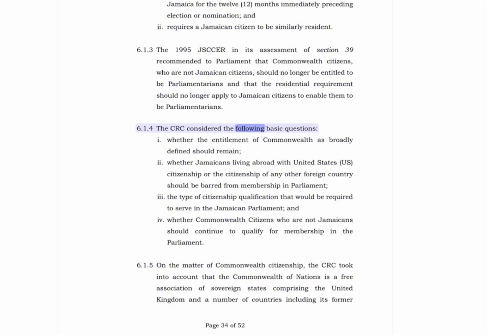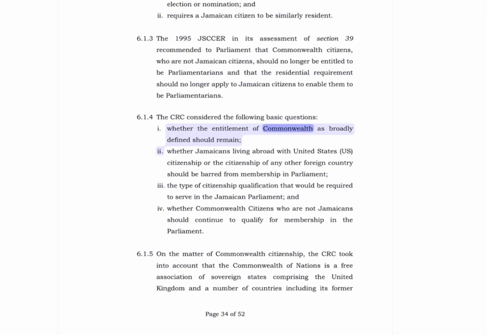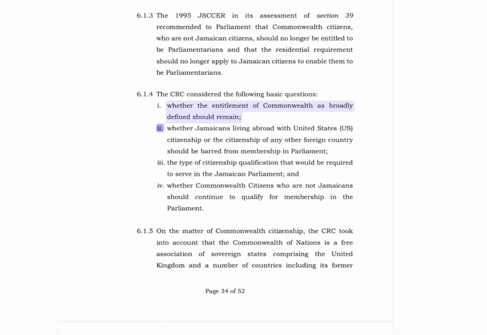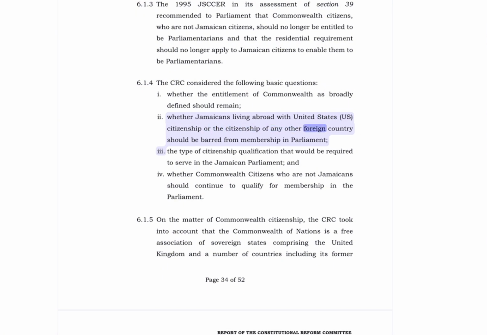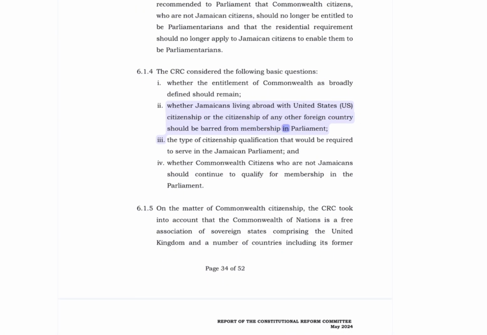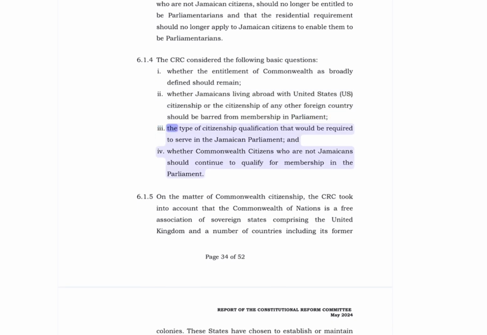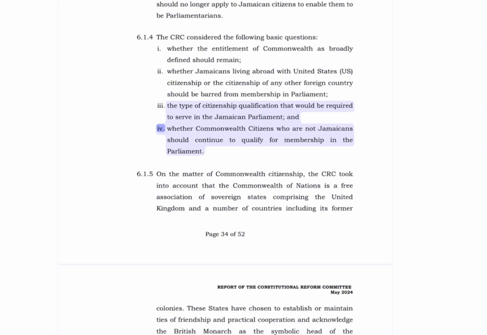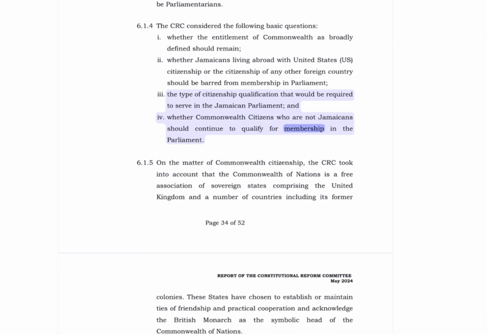6.1.4 The CRC considered the following basic questions. 1. Whether the entitlement of Commonwealth citizens, as broadly defined, should remain. 2. Whether Jamaicans living abroad with United States, U.S. citizenship, or the citizenship of any other foreign country should be barred from membership in Parliament. 3. The type of citizenship qualification that would be required to serve in the Jamaican Parliament. And 4. Whether Commonwealth citizens who are not Jamaicans should continue to qualify for membership in the Parliament.